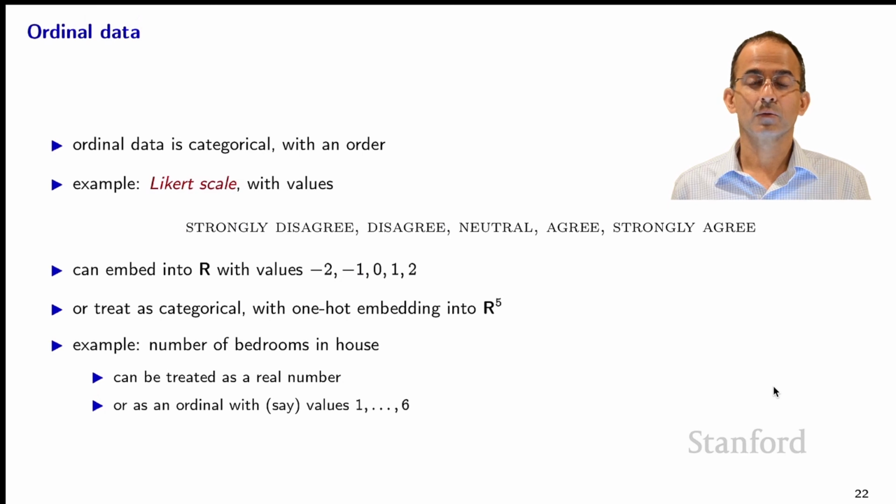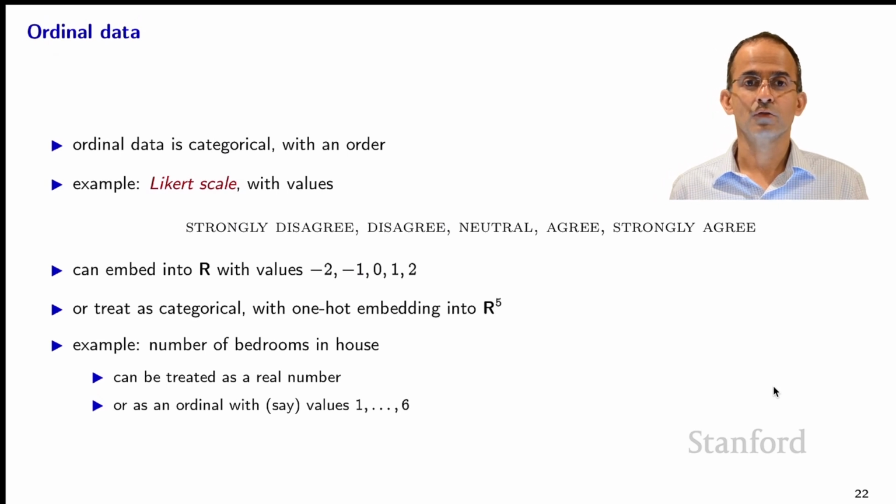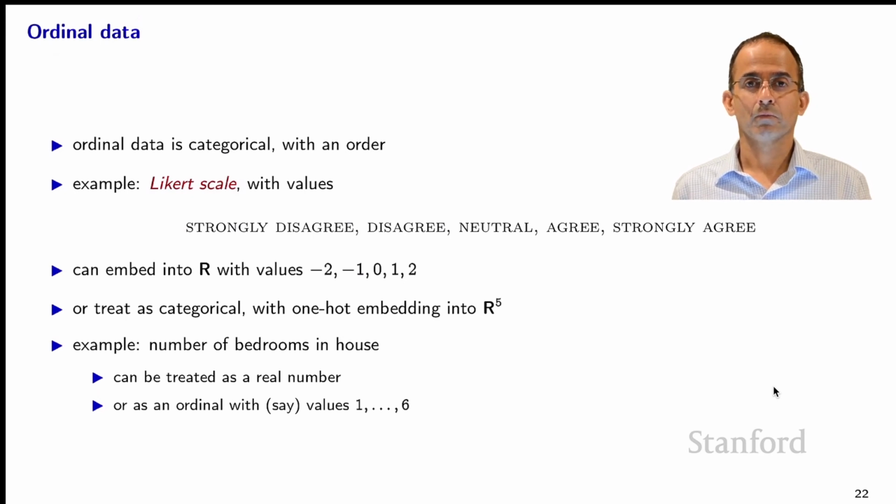You can do the same thing with other categoricals as well. For example, the number of bedrooms in a house. You could treat it as a real number, or you could treat it as an ordinal with values between 1 and 6. And both would be completely reasonable.